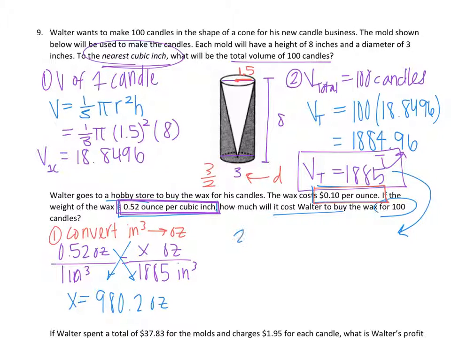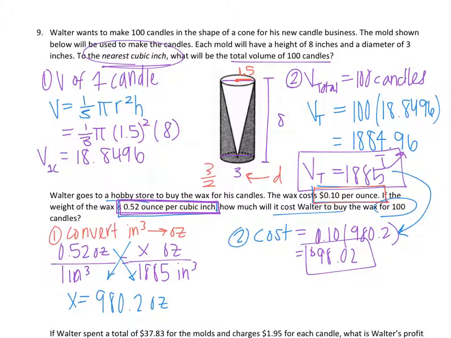From here, we have to find the cost. You can do this in 2 different ways. The first way is just simply multiplying. So 10 cents, 0.10 for every ounce, and we have 980 of them, 0.2. This gives us $98.02. Or you could do your cost with a conversion. You'll get the same answer either way, so it doesn't matter.